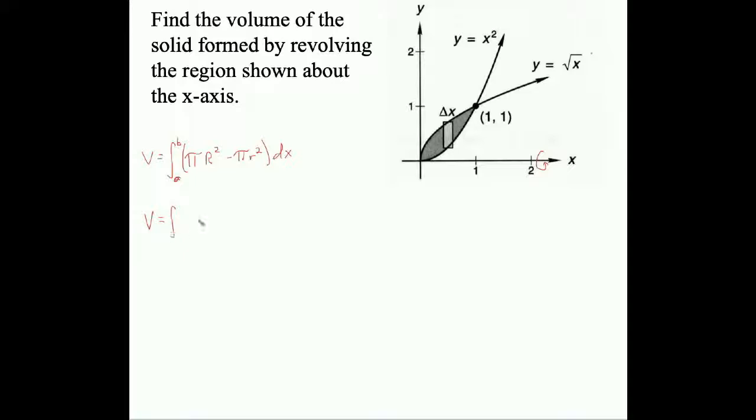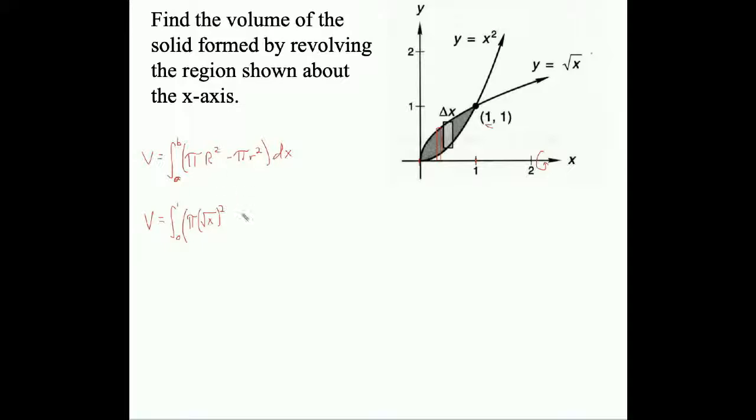Well, we can figure out our index here. We are going x-axis, so from 0 to 1, it tells us this point is 1, 1. We're concerned about the x value. So we're going from 0 to 1. Pi times the outer radius squared. So it's going around the x-axis. So this function here is our outer radius, and that is y equals the square root of x. That's actually the form we want it in. So the square root of x is our larger radius, and then the largest radius gets squared.